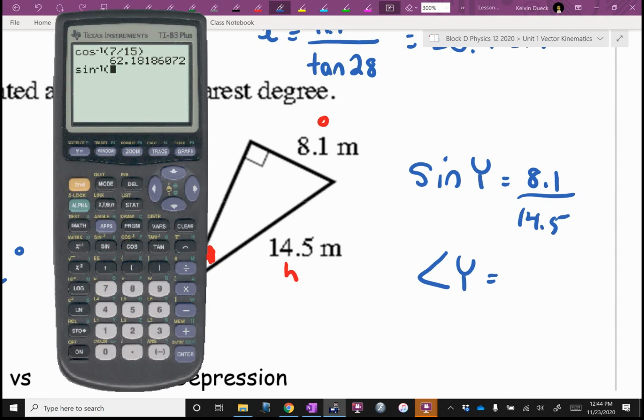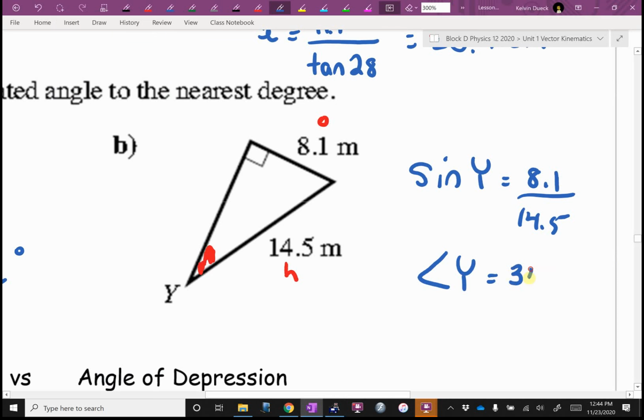Shift sine bracket 8.1 divided by 14.5. So this must have come from a 33.96. I guess if I round off, 34.0 actually, I think. Yes? Degree angle. The diagrams you'll get will be roughly to scale.